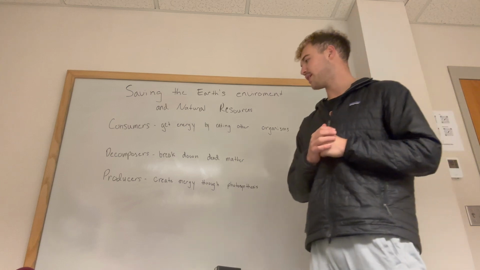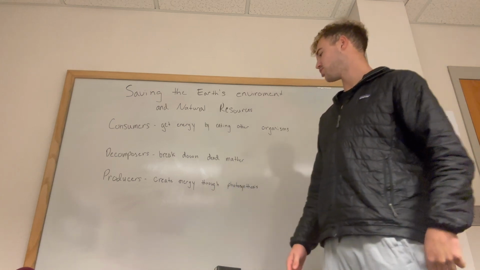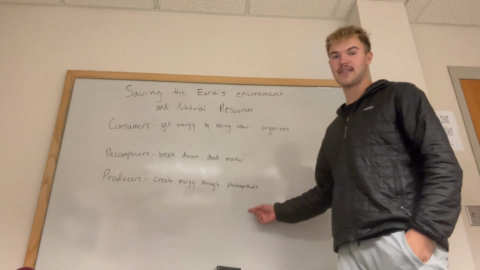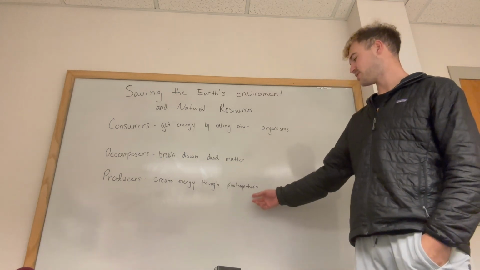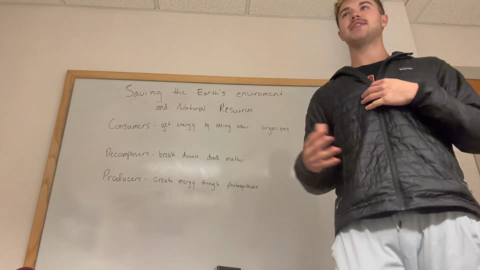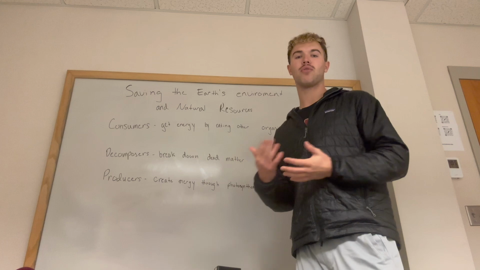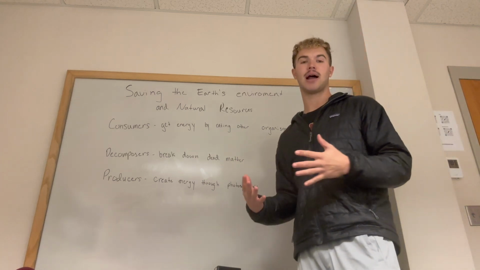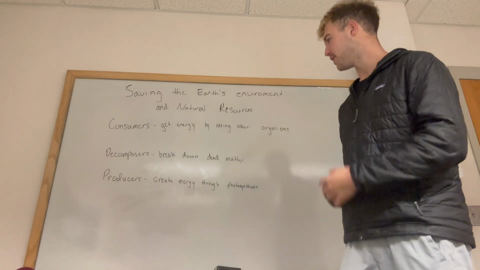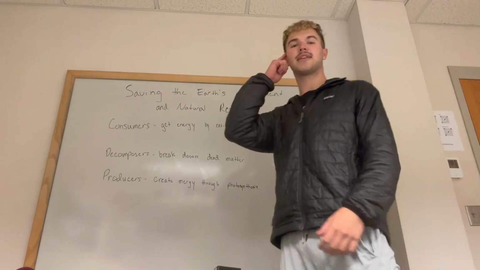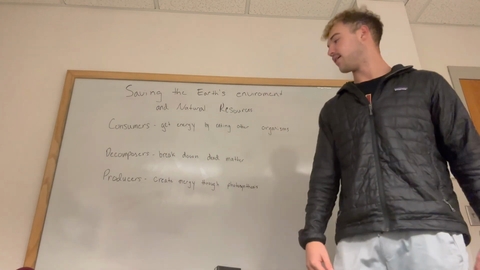And then our last one is producers. Producers create energy through photosynthesis. It's a big word. Say that again with me. Photosynthesis. What photosynthesis is, plants use it to make their own food, which gives the plants energy to live and to sprout and all of that. So these are our three main vocab words that we're going to focus on. Remember those, keep those locked in your brain, and that's good to know.